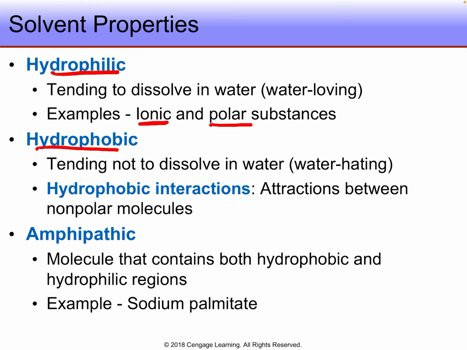So when you think hydrophobic, think things that have lots of C's and H's. And when you think hydrophilic, look for oxygens and nitrogens. Things that are amphipathic have both regions that are hydrophilic and hydrophobic, and an example of this would be the fatty acid sodium palmitate.